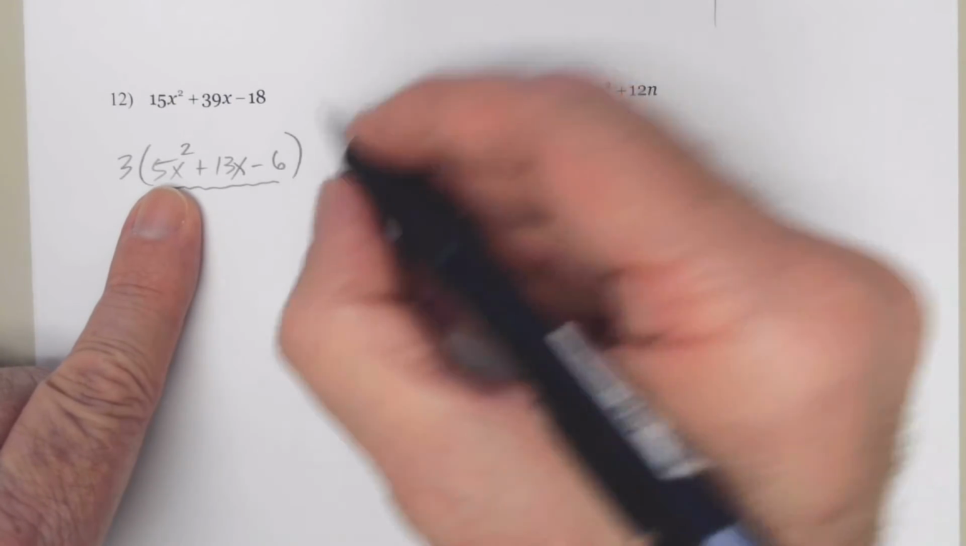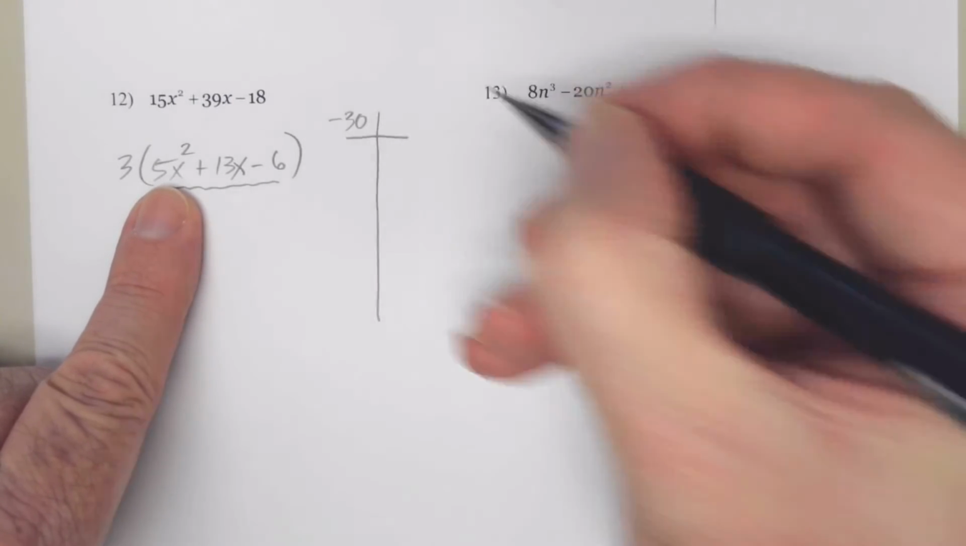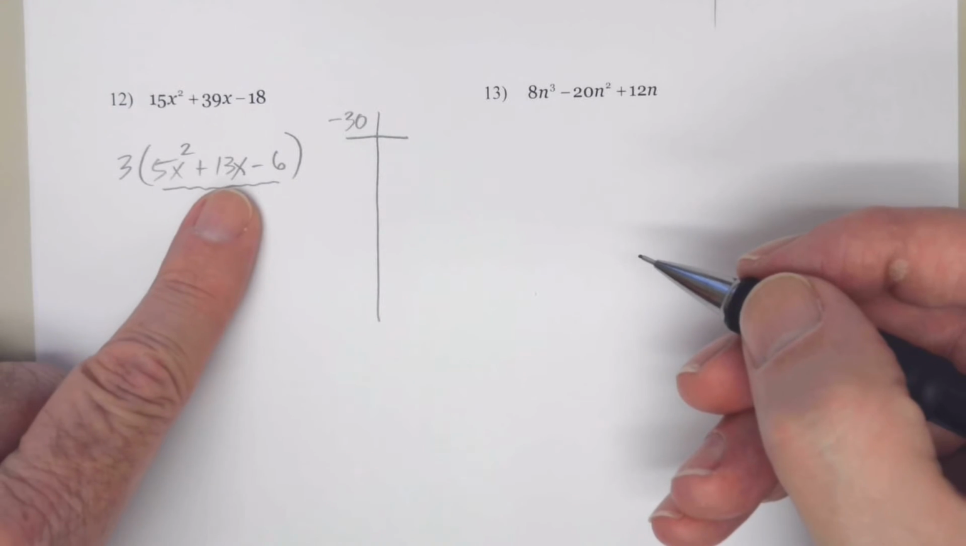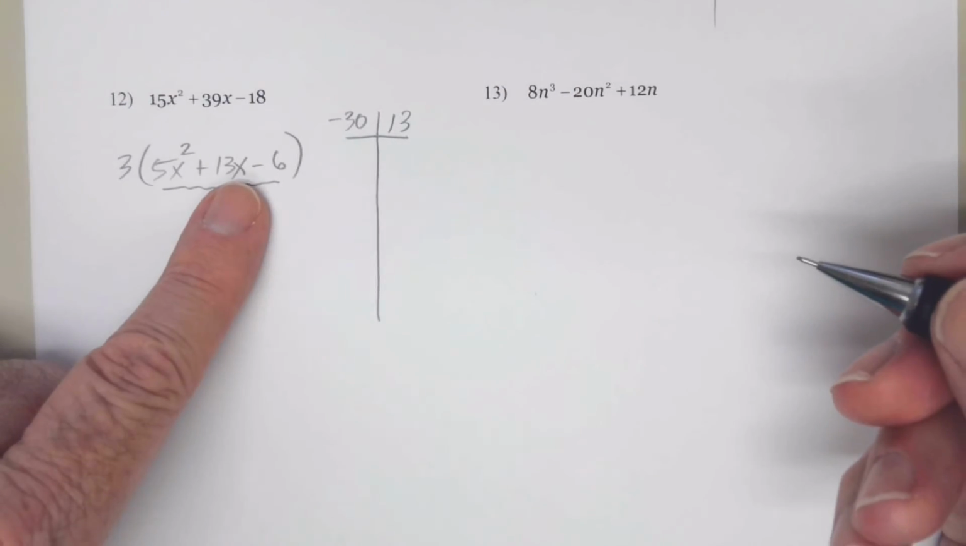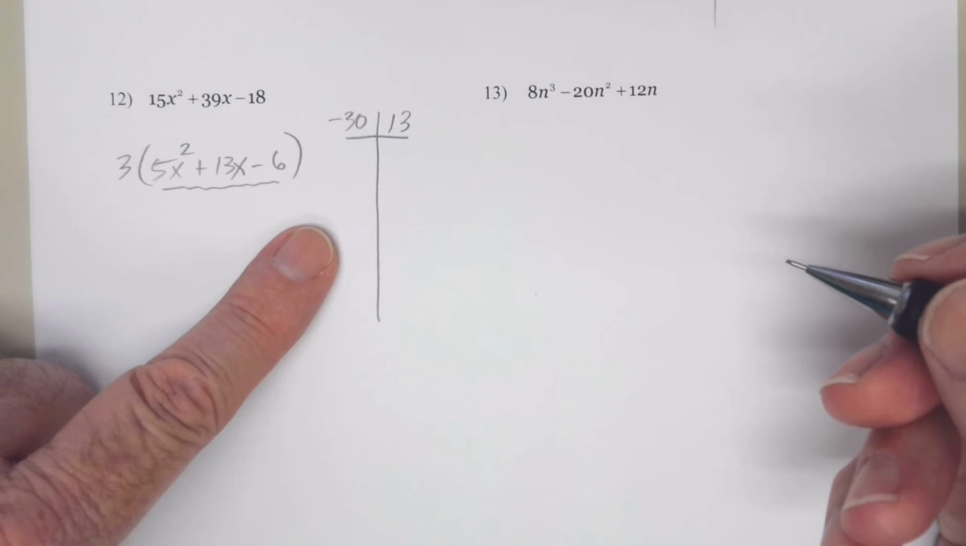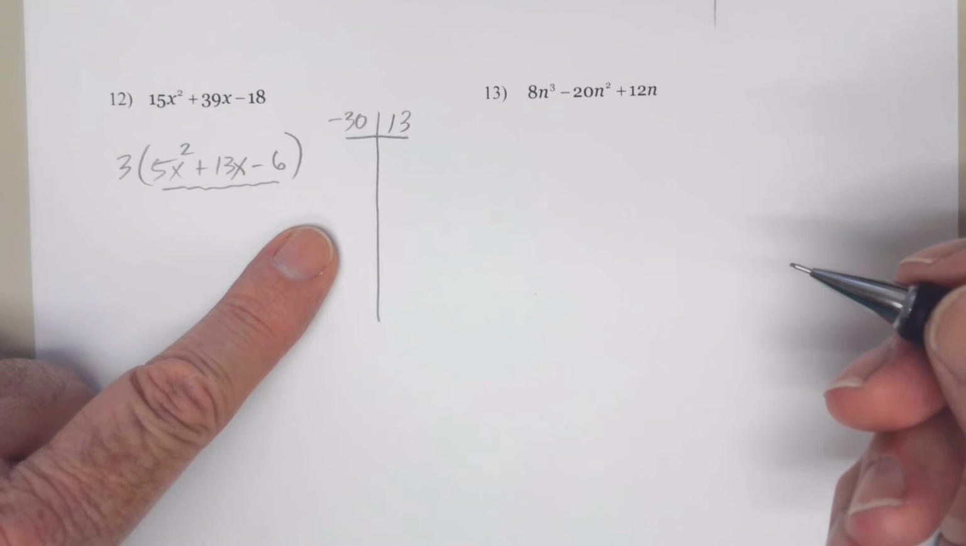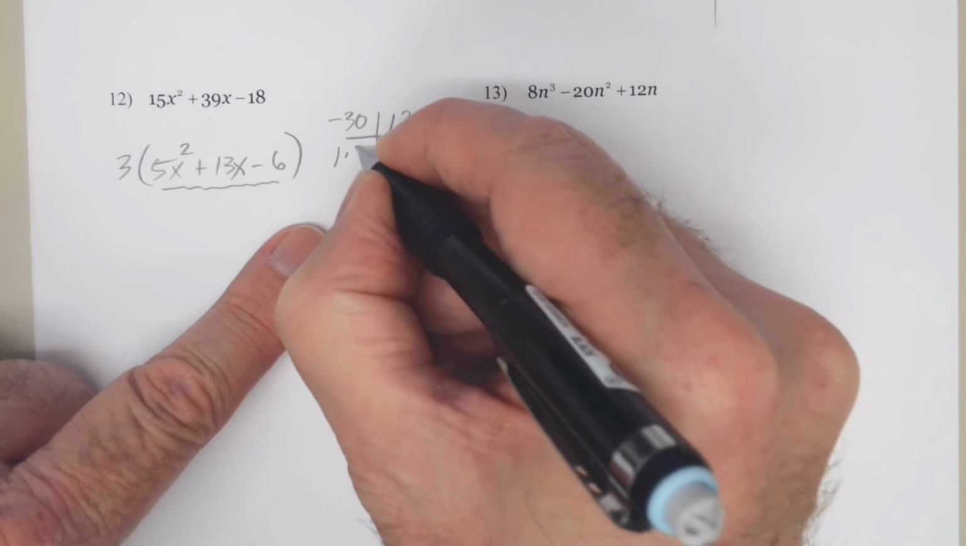So 5 times -6 is -30. Make sure you've got a -30 there, and 13. So I need two numbers that multiply to -30 and add up to 13. 2 and 15 are the ones that are going to work. But again, let's go through this systematically.